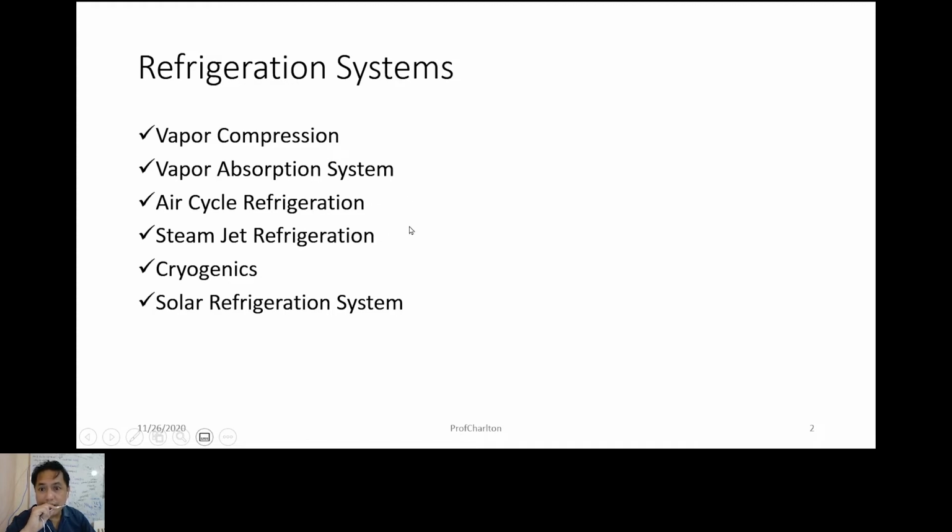But my point here is there are other systems in refrigeration like vapor absorption, air cycle refrigeration, steam jet refrigeration, then cryogenics, meaning the science of very cold temperature, very cold and low pressure, and then the other is solar refrigeration. So from vapor absorption to solar, please read by yourselves. I would make slides to complement that, then I will put them in the portal. But our concentration is the vapor compression system with the major components.